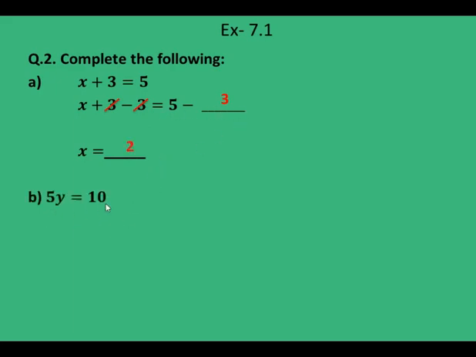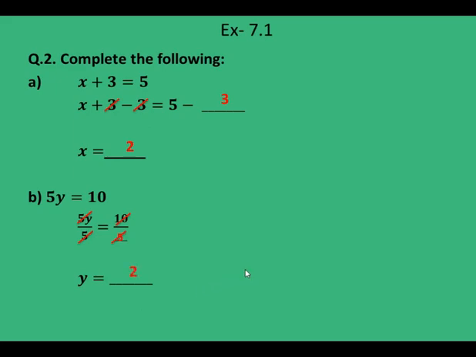Then B part, 5y equal to 10. So here we have divided the LHS side by 5. So the same operation is to be done on the RHS side. 10 will be divided by 5. Now 5 cancelled by 5, and on this side 5 2s are 10. So we get the value of y equal to 2.